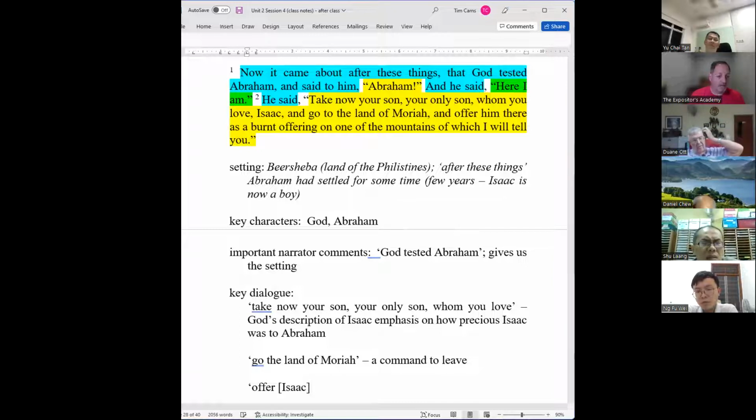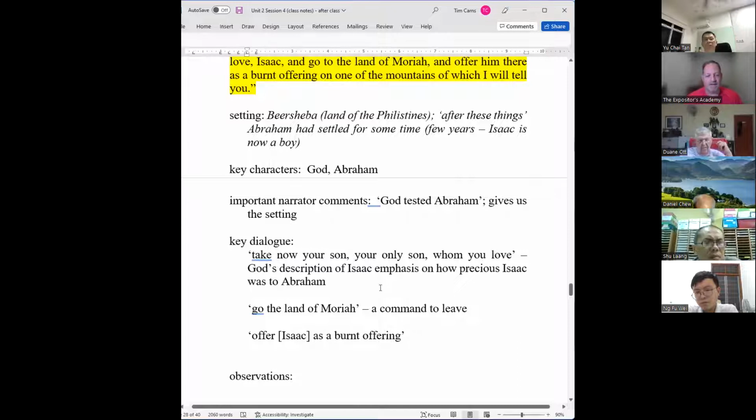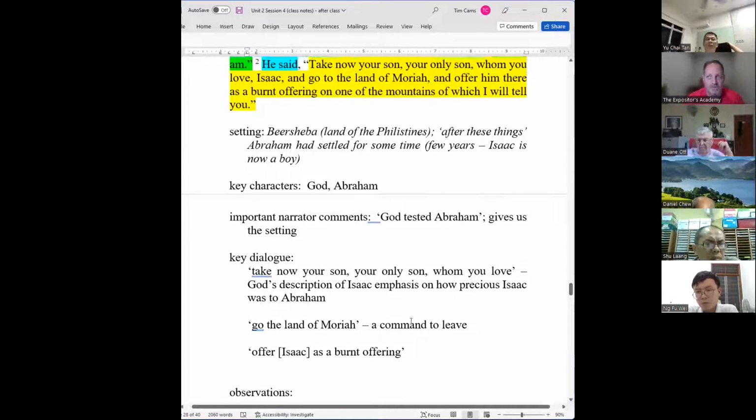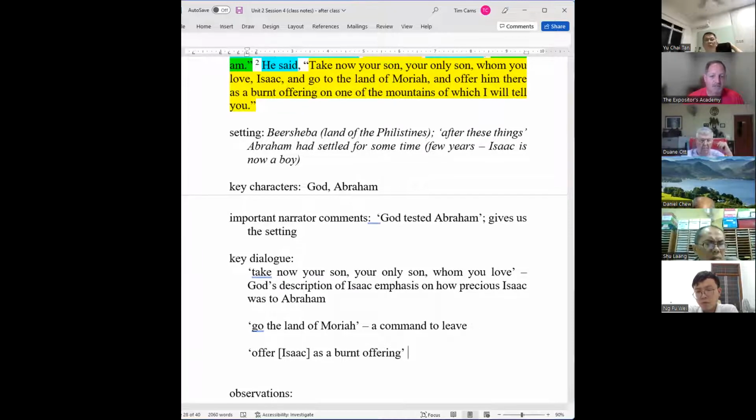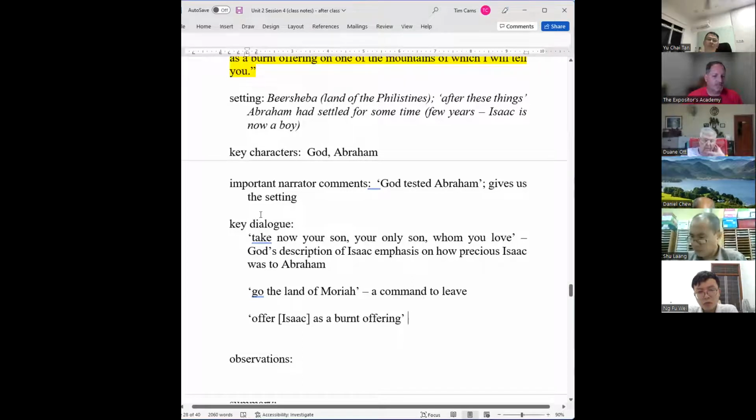Yeah, clearly "offer Isaac as a burnt offering" is a significant statement here, right? On many levels. And we're going to talk about that a little later, as to what was the significance of this command in relation to the story, but also in relation to the bigger narrative of Genesis and even the Pentateuch. We're going to come back to this. But yeah, these would be all key statements by God.